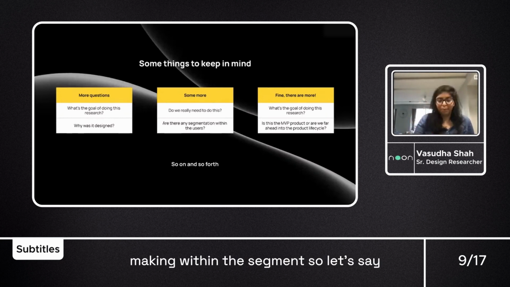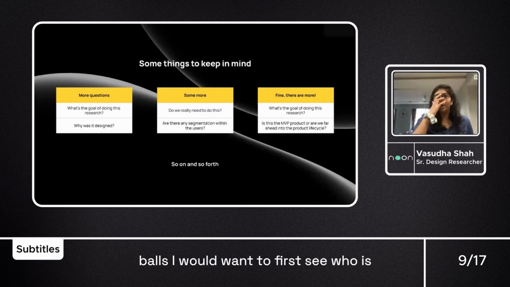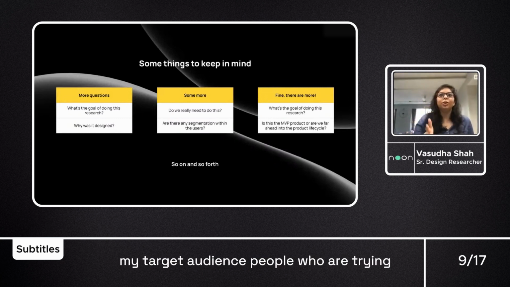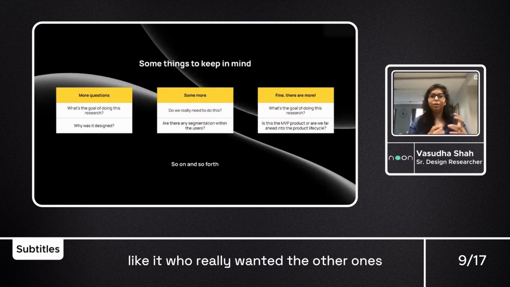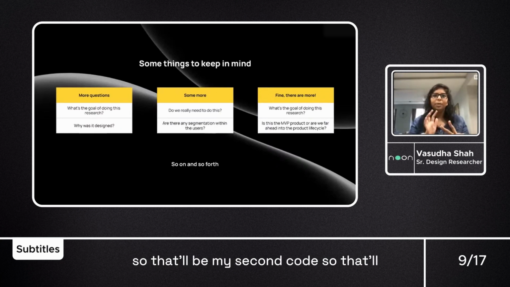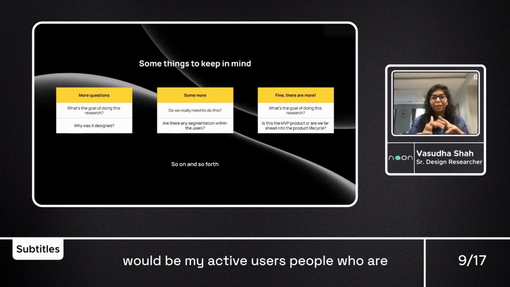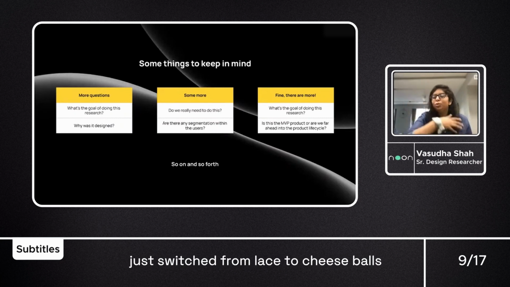Let's say, for example, I were to do a UX research study on cheese balls. I would first want to see who my target audience is. People who are having it as a guilty pleasure could be my first cohort, who really like it, who really want it. The other ones would be people who have left having it. That'll be my second cohort, my dropped off users. The first one would be my active users, people who are still having it, and new users who have just switched from Lay's to cheese balls.